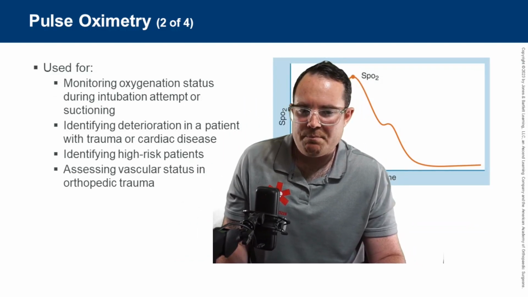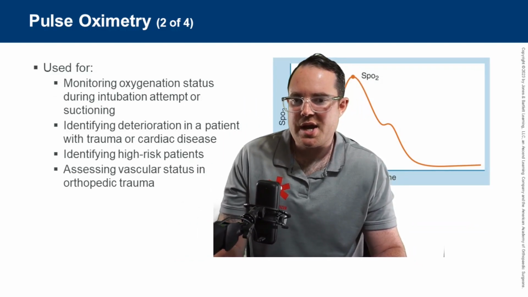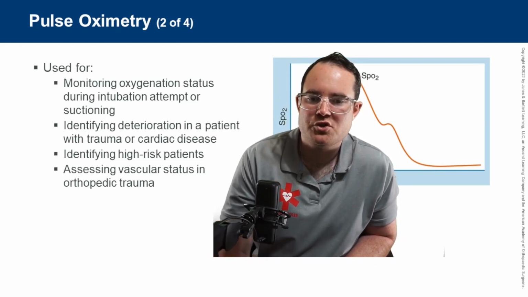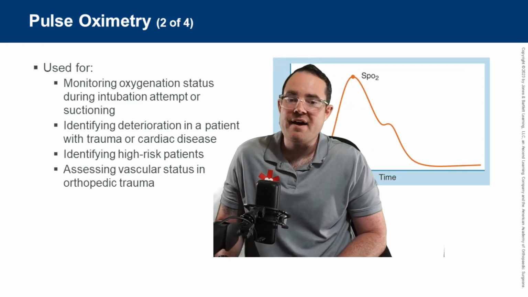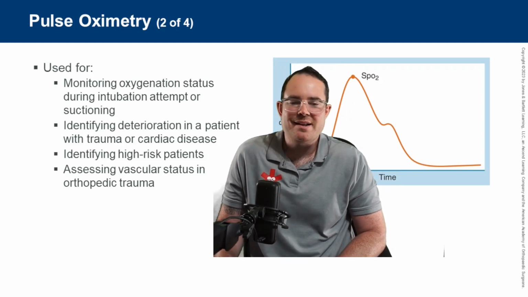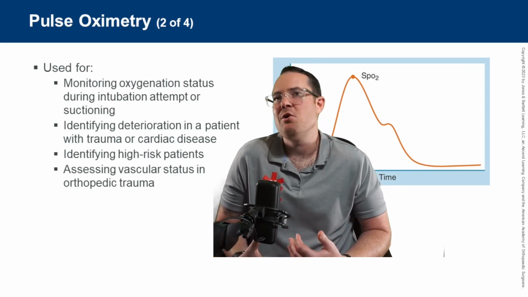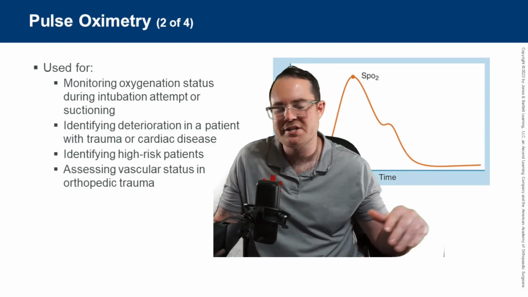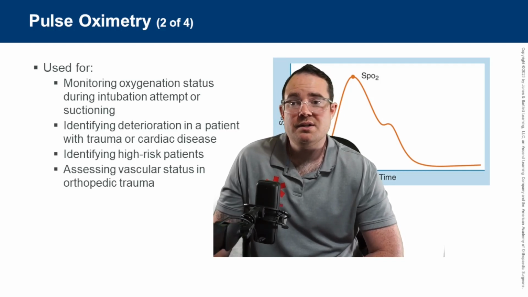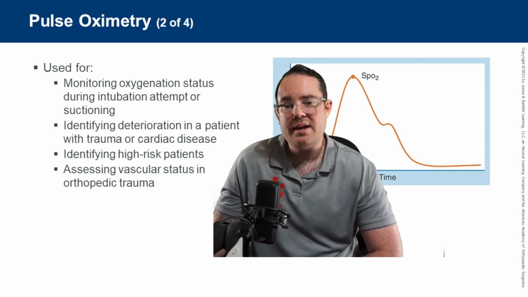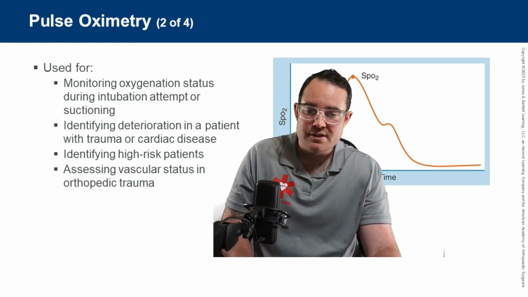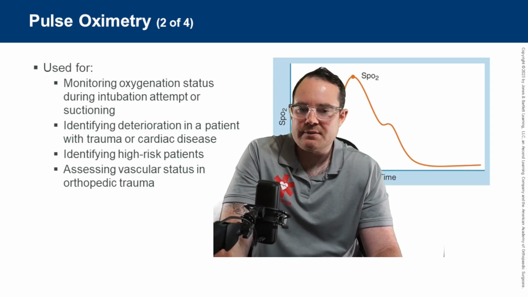Okay, it's saying pulse oximetry monitors oxygenation status during intubation attempt or suctioning, identifying deterioration in a patient with trauma or cardiac disease, and can identify high risk patients. All good stuff, right? I would never tell you that I don't put pulse oximeters on my patients. Every single patient I have has a pulse oximeter on, and I do rely on it until I do a full assessment. There are times when I find some discrepancies in my pulse ox reads. So be mindful that that's out there.